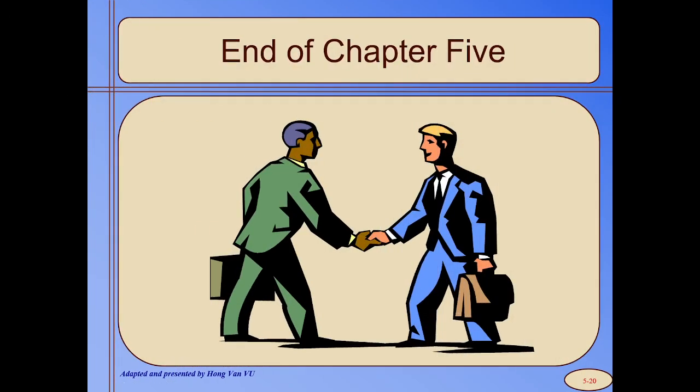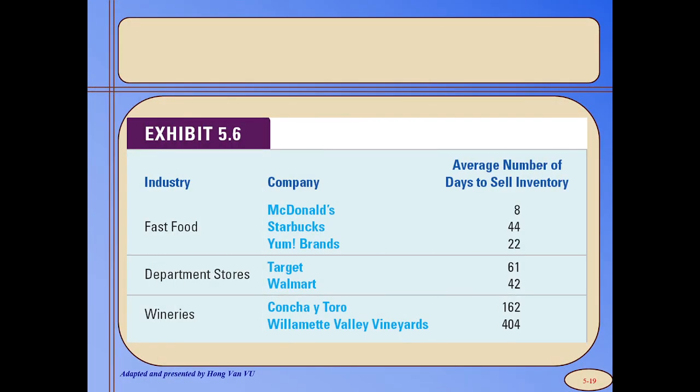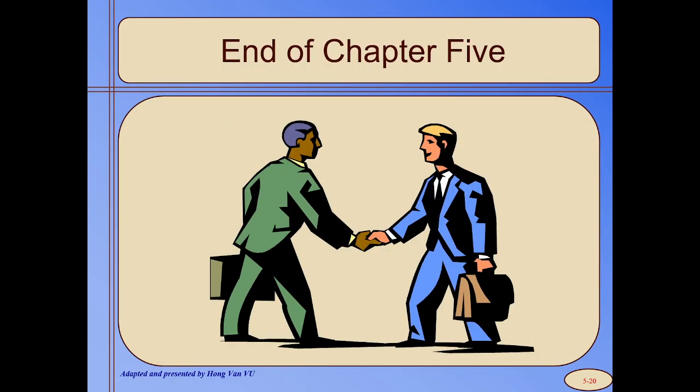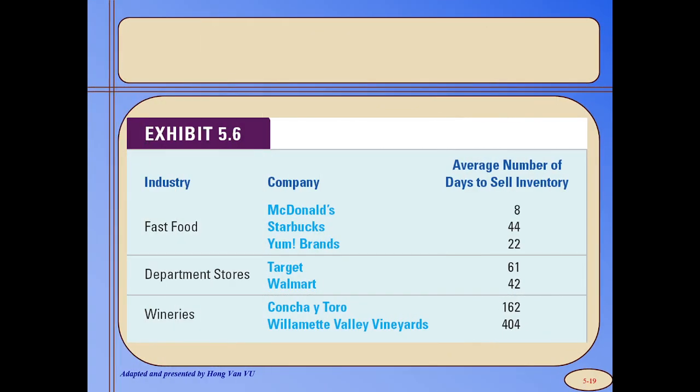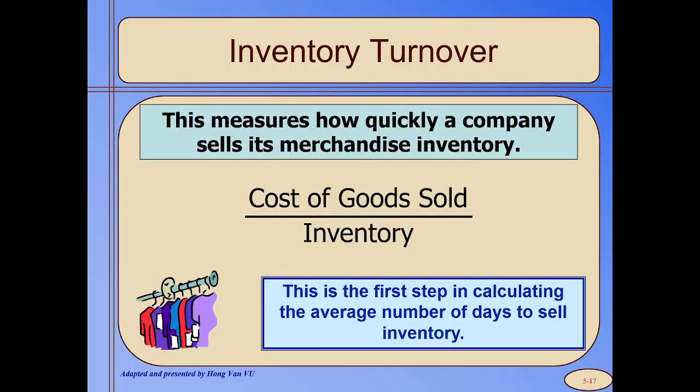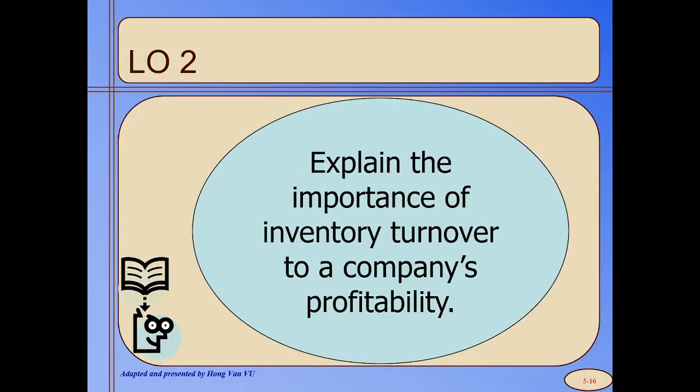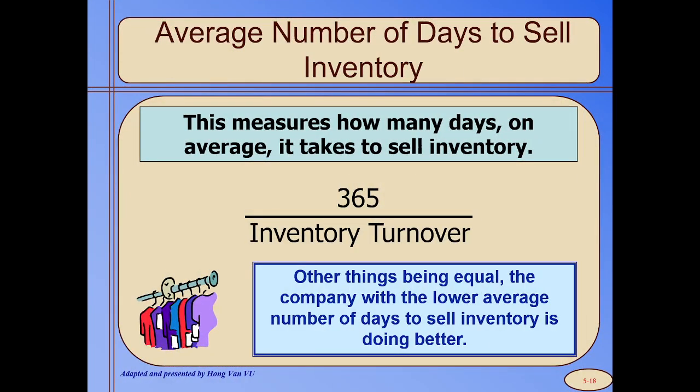So thank you very much for your kind attention. In this chapter, we introduced four inventory cost flow methods: specific identification, first in, first out, last in, first out, and the weighted average. We saw how they affect the company's income statement and balance sheet, and we also learned how to calculate the inventory turnover and the average number of days to sell inventory.